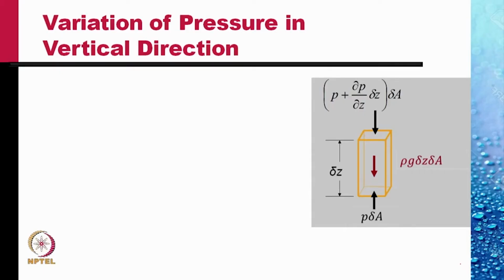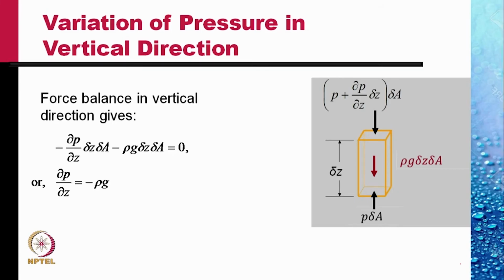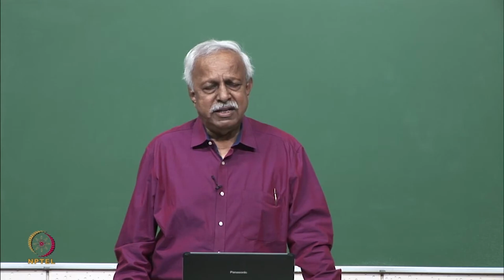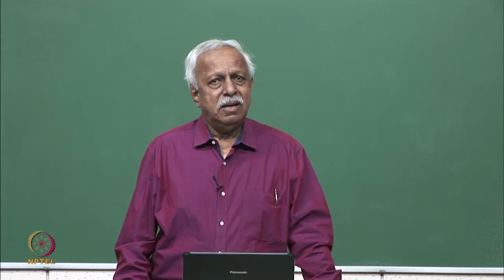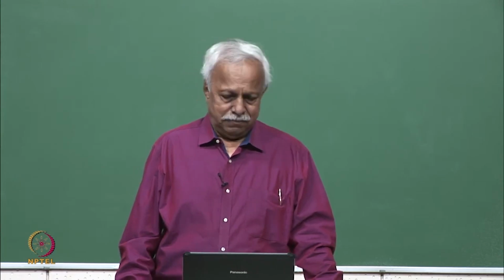If the fluid is stationary, then the vertical force balance gives us delta P by delta z is equal to minus rho g. That is, the pressure variation in the vertical direction is minus rho g, where rho is the density of the fluid and g is the acceleration due to gravity.